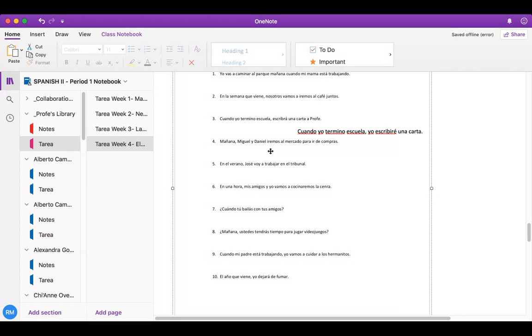Let's do número 4. Mañana Miguel y Daniel iremos al mercado para ir de compras. Well, iremos is the way you would say the verb ir in the future. However, Miguel y Daniel are not a nosotros subject. They are an ellos subject. So what I want to do is take that ir, which is the infinitive, and put my ending directly onto that. Irán al mercado. They will go. So instead of saying we will go, it says they will go.